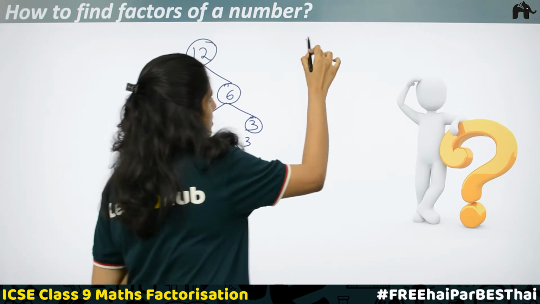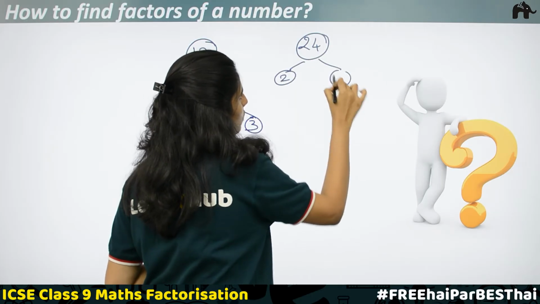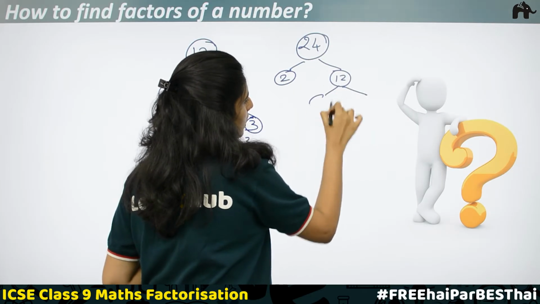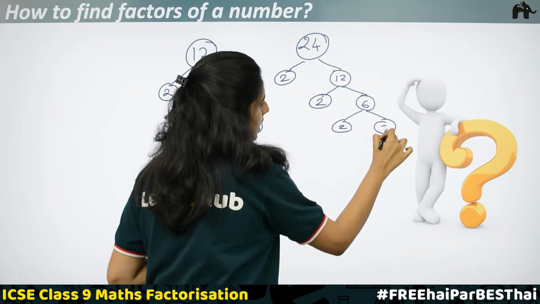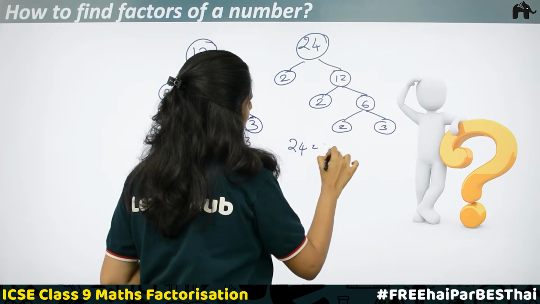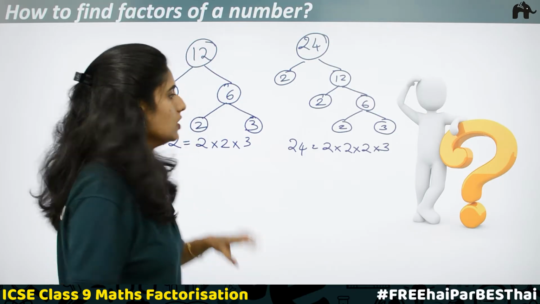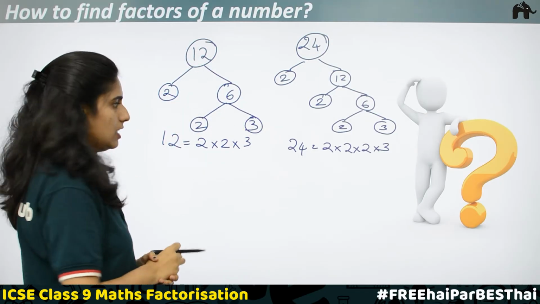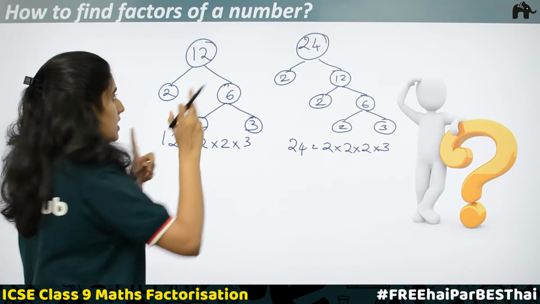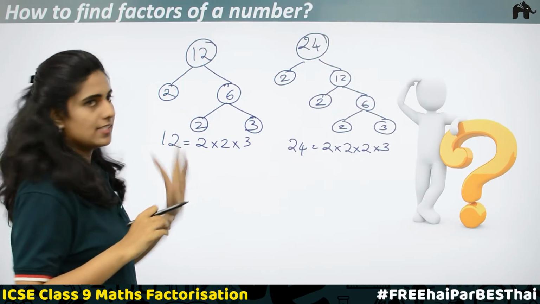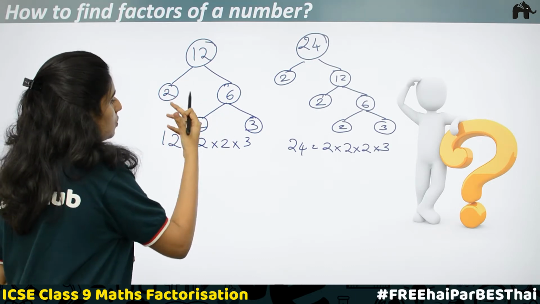Now if you have to construct the factor tree for 24, 24 can be written as 2 into 12. 12 can be written as 2 into 6. 6 is 2 into 3. So 24 will be equal to 2 into 2 into 2 into 3. Okay, so this is how you will be getting the factors of a number. So these are the prime numbers, prime numbers we are having as factors. So you can say the factors of 12 are 2 and 6. You can say the factors of 12 are 4 and 3. The factors of 12 are 2, 2 and 3.